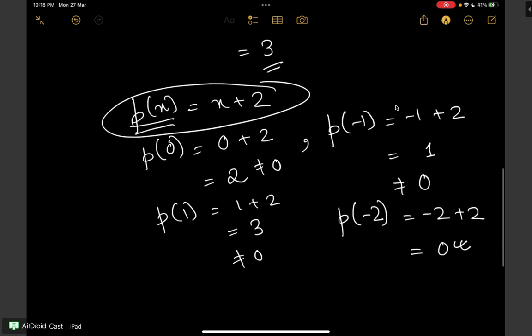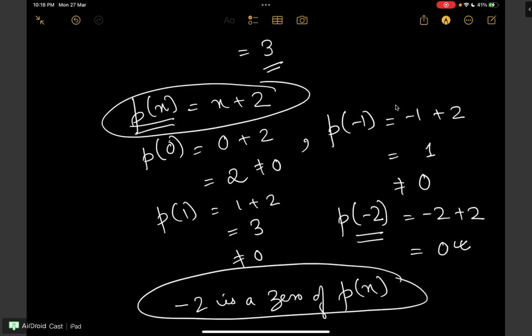So, for what value of x do we get P(x) equal to 0? For minus 2 we are getting 0. So, minus 2 is a zero of P(x). So, a zero is nothing but a constant on putting which we get the result as 0.